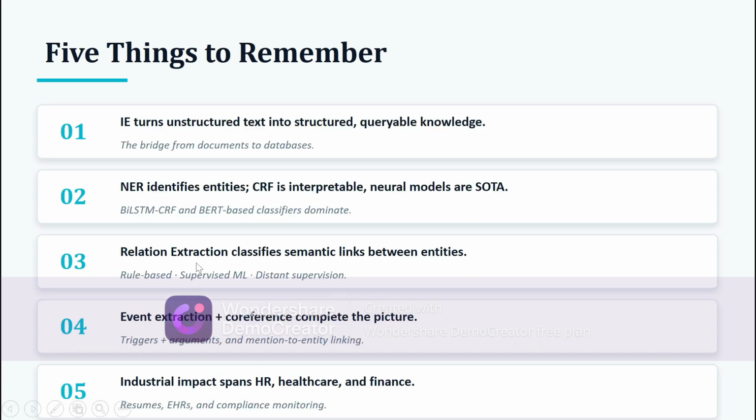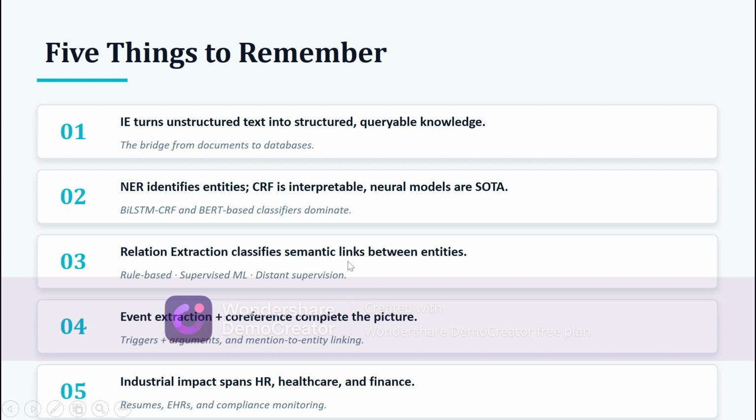To wrap up, here are the five things I would like you to walk away with. First, information extraction is fundamentally about turning unstructured text into structured, queryable knowledge. It's the bridge from documents to databases. Second, named entity recognition is the foundation, and you should remember the trade-off. CRF models are interpretable and work in low resource settings, while neural models like BiLSTM-CRF and BERT-based classifiers are current state of the art.